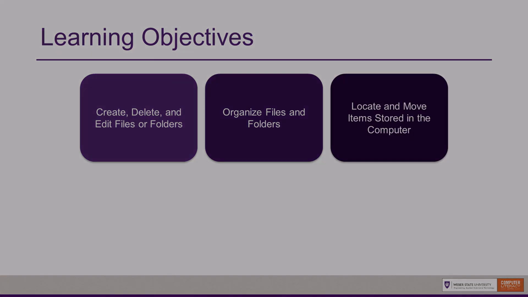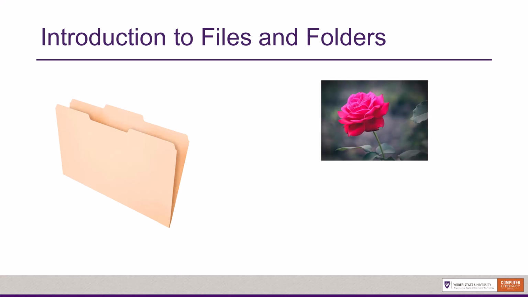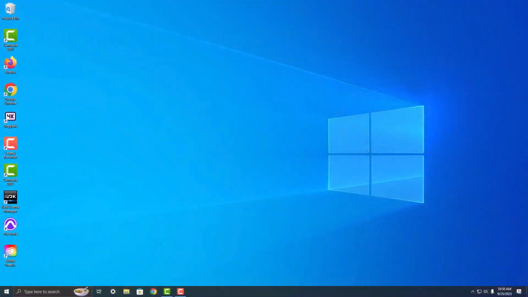Let's get started. Let's begin by defining what folders and files are. Just like a folder in the real world, folders on the computer are storage spaces that contain files and even other folders. Files are digital resources on a computer, such as an image or document. We will use the File Explorer application on our computer. This program facilitates simple folder and file management.